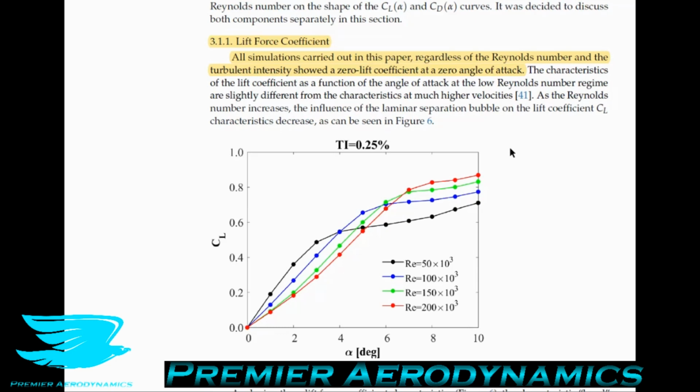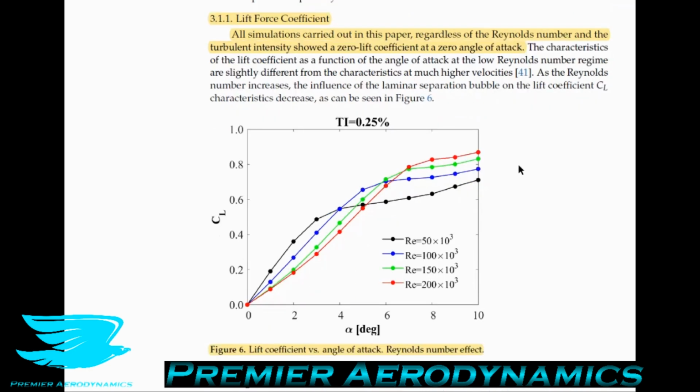So that's a good little check if you have your airfoil and it's symmetrical and you get a 0 lift coefficient at 0 degrees angle of attack. It means that you've got a good little check there to see that your results are performing as they should be. So in this particular case, in figure 6, as the Reynolds number increases, they show the lift coefficient of this airfoil at 4 different Reynolds numbers: 50,000, 100,000, 150,000, and 200,000 at a turbulence intensity level of 0.25%. This is important. So 0.25% is quite low, and we'll get into higher turbulence intensity levels later.